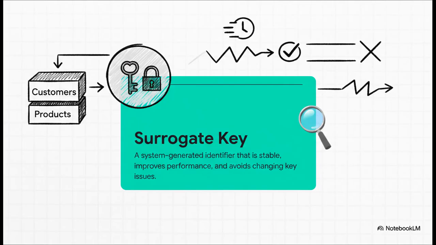Okay, so a concept that you'll see again and again is the surrogate key. This is classic data warehousing 101, and the exam expects you to know it cold. It's basically a unique ID that the system generates for your dimension tables, your customers or products. The key thing is, unlike a business key, like an email address, it never ever changes. And that's what makes your models stable and super fast.